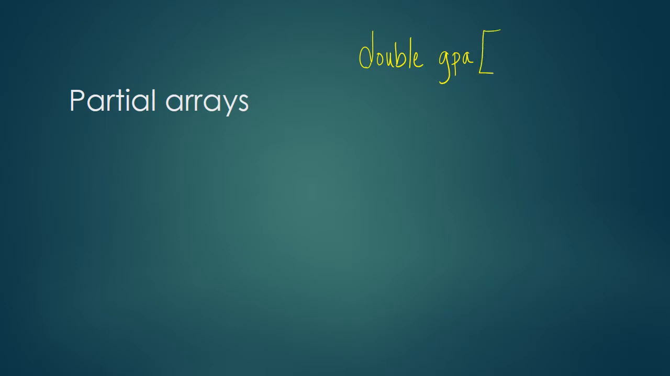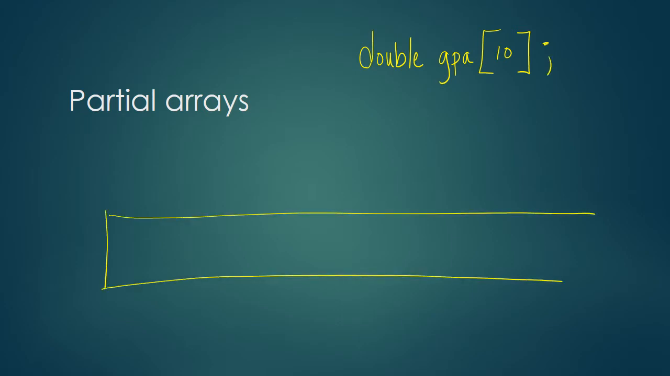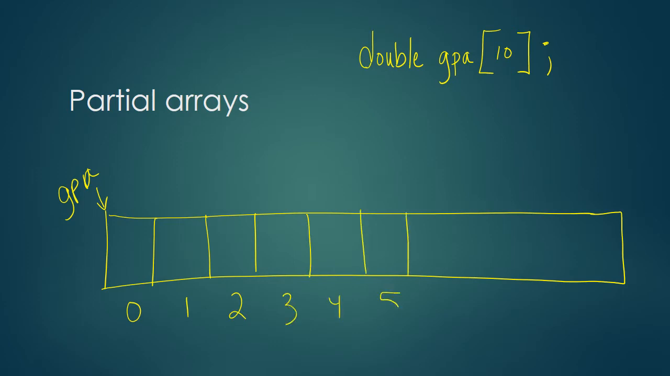Say I declare this array to be size 10. What that means is I have the capability of having an array like this, and the name of it is GPA, and I can store 1, 2, 3, 4, 5, 6, 7, 8, and 9. Just to refresh, this is GPA at index 0, all the way up. This one would be GPA at index 5.